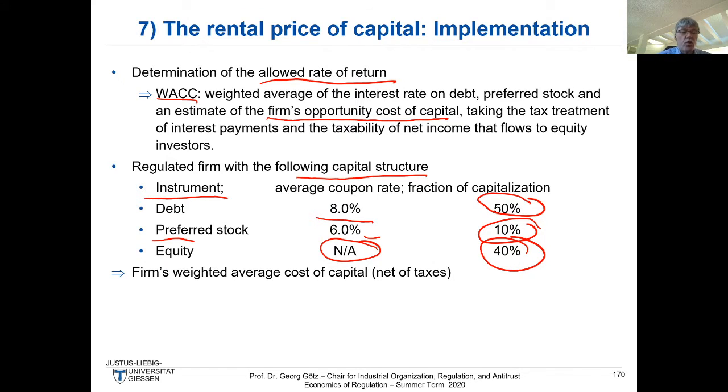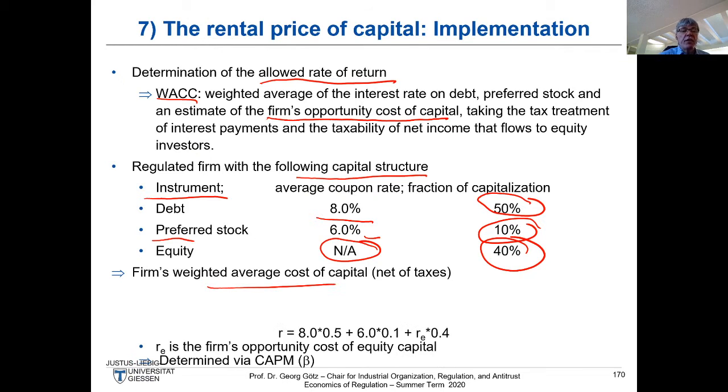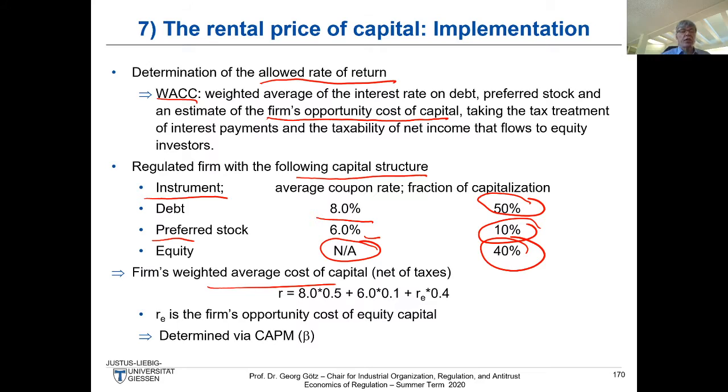Once it has been determined, then it's rather straightforward, because we have the firm's weighted average cost of capital, which is really this weighted average, where you have here the 50% of this 8%, you have the 10% of the 6%, and then here the 40% of the allowed rate of return on equity. So this is the opportunity cost of capital.